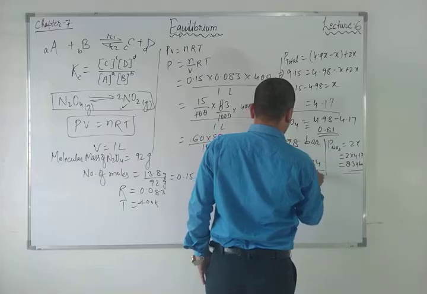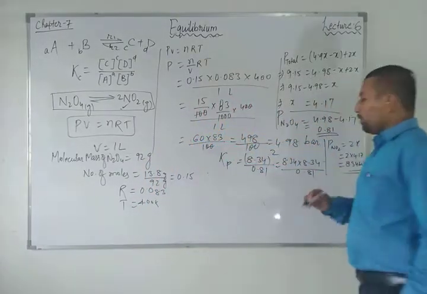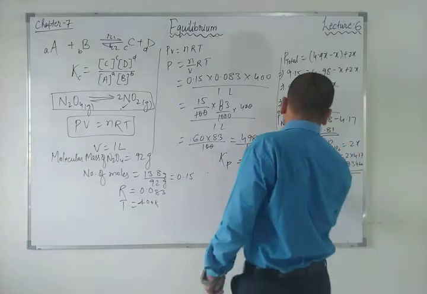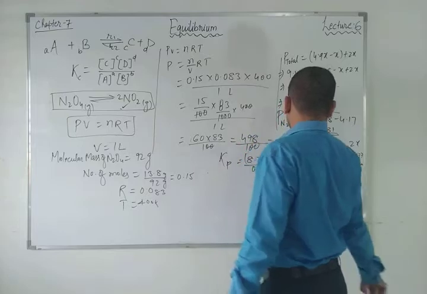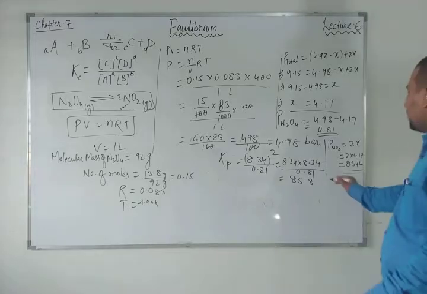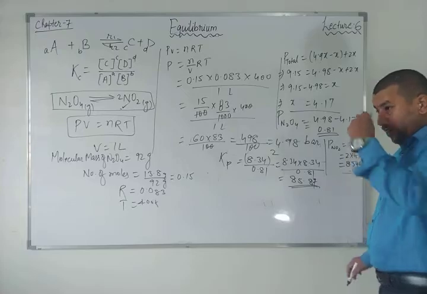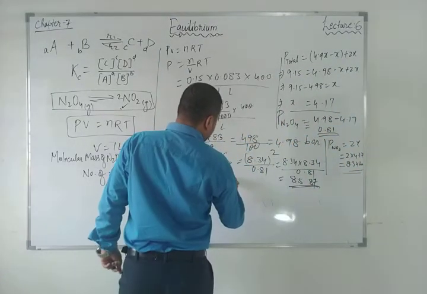upon 0.81. So when you multiply 8.34 into 8.34 and divide, you will get 85.8, or you can write 85.87, or 85.8 also, no problem. This is the pressure constant. And now if you want to calculate the concentration constant Kc, Kc is equal to what?